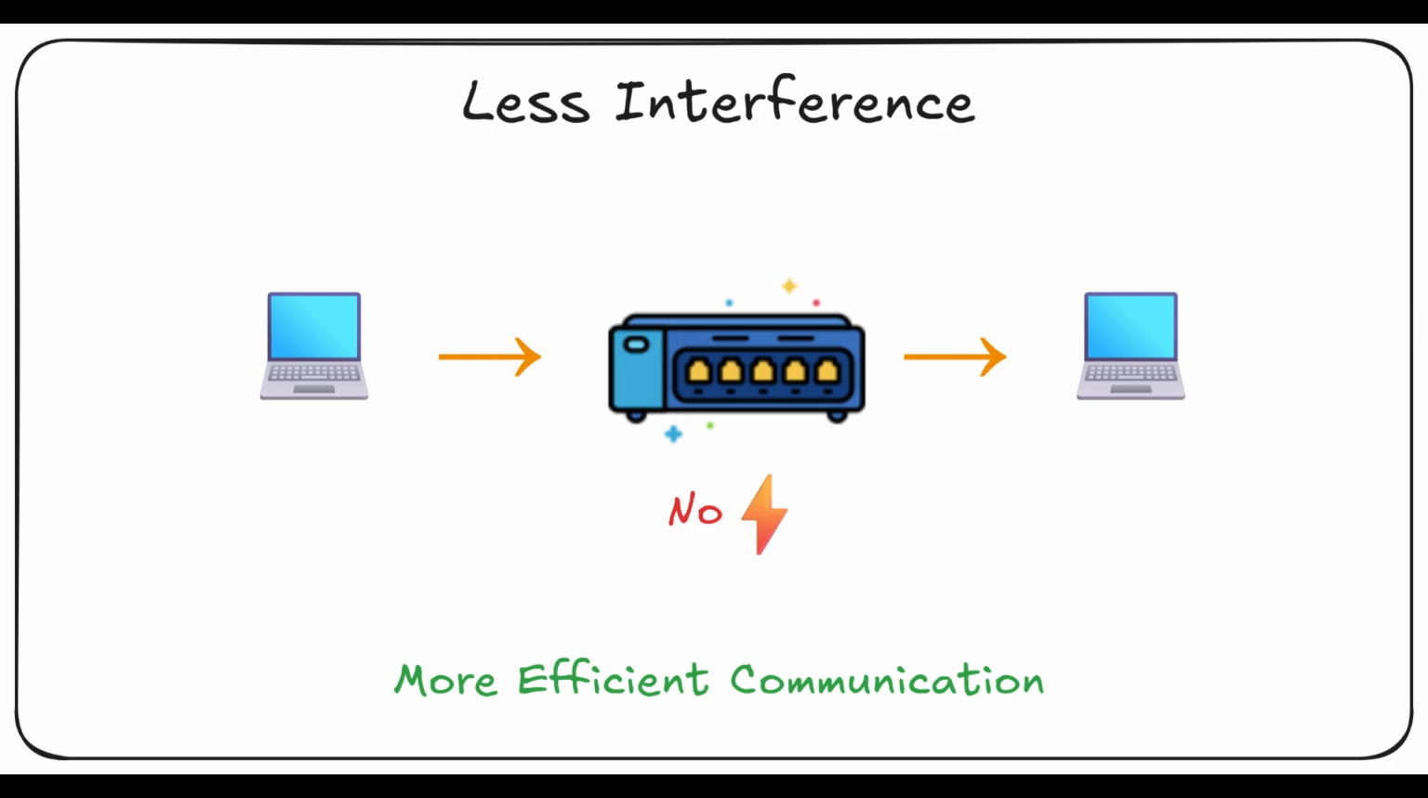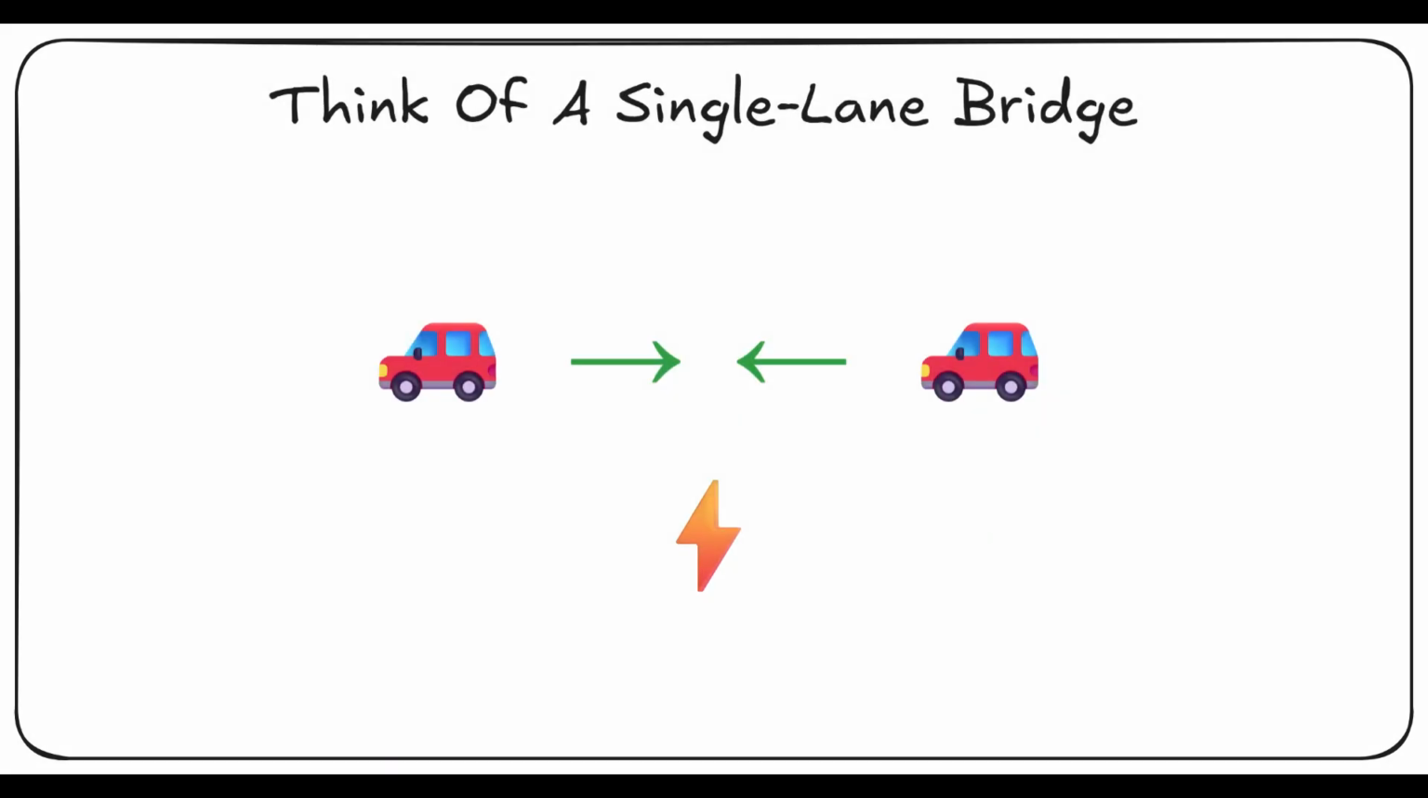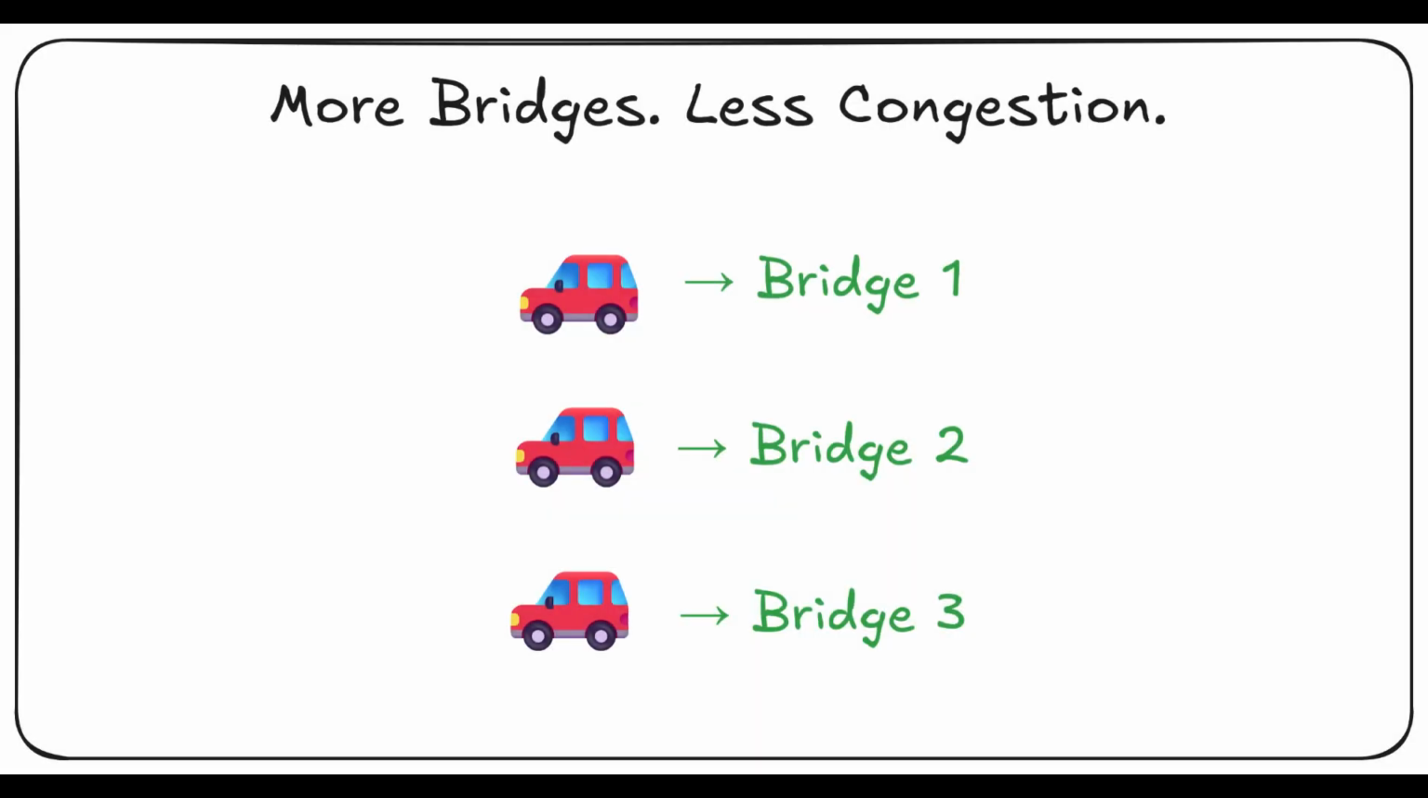You can think of a collision domain like a single lane bridge. If two cars attempt to cross from opposite directions at the same time, problems occur. Adding multiple bridges allows traffic to move more efficiently.